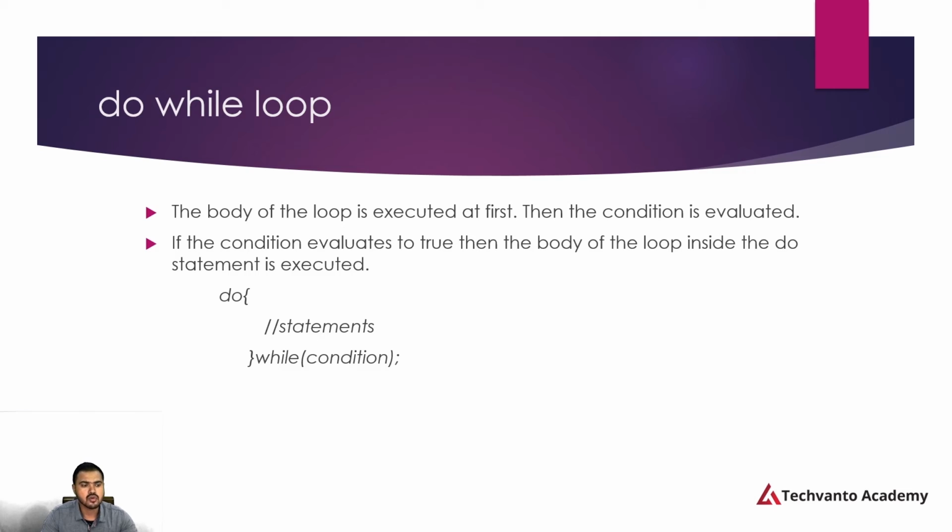Coming to the do while loop. First, the statements present in the do block are executed, and after that the condition is evaluated. If the while condition is satisfied, meaning it returns true, then the statements in the do block are executed again. Otherwise, if the condition is false, the loop terminates, and the statements outside the do loop are executed. So this is how the do while loop works.